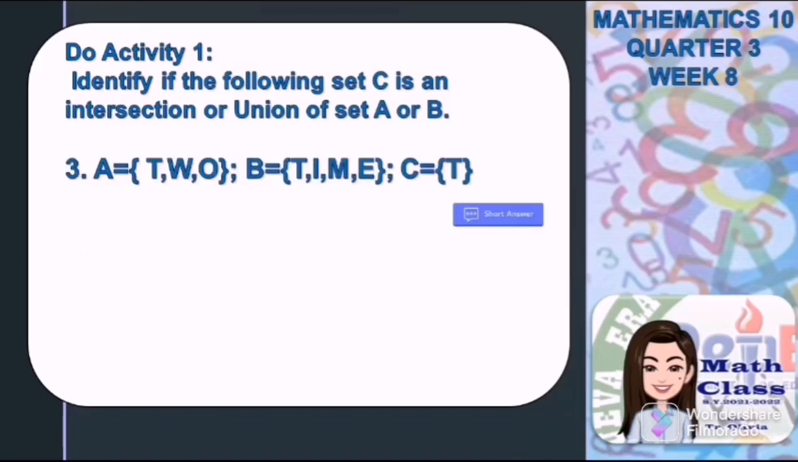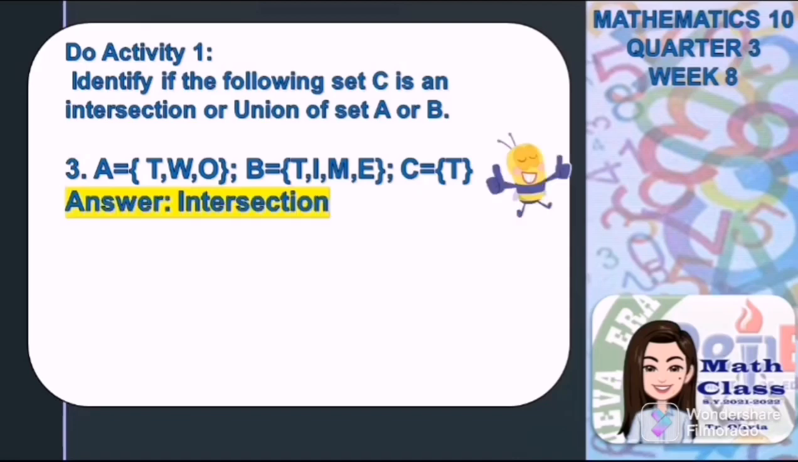Next question, number 3. Set A contains the elements T, W, O, set B contains T, I, M, E, and set C contains the element T. Okay, very good. The answer is intersection. So T is the intersection of set A and set B. It is the only common element present in both sets.